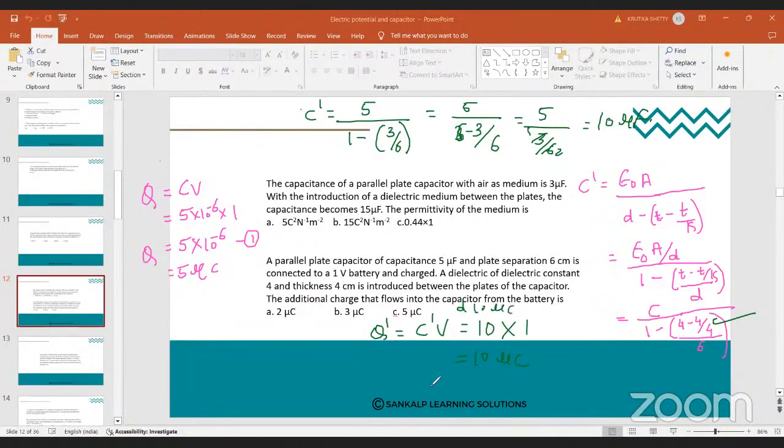But illenagate nodi students. Question ಅಲ್ಲಿ ಏನು ಹೇಳಿದ್ದಾರೆ, the additional charge that flows into the capacitor from the battery is, they are asking you to calculate the additional charge. So additional charge andaga ಇಲ್ಲಿ ನೋಡಿ, without dielectric medium we are having 5 microcoulomb. With dielectric medium it is 10 microcoulomb. So if you want to calculate the additional charge, it is nothing but Q dash minus Q, that is 10 minus 5. Answer is 5 microcoulomb. Option C is the answer.